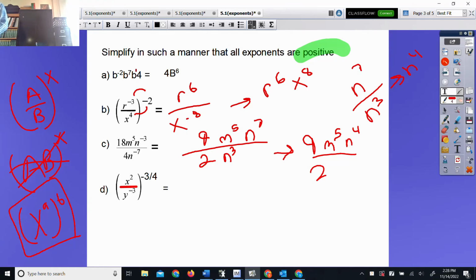For this slide, anyways. What do you want to do with that negative 3/4? Move it in. How? Multiplication, addition, subtraction, division? Multiplication.